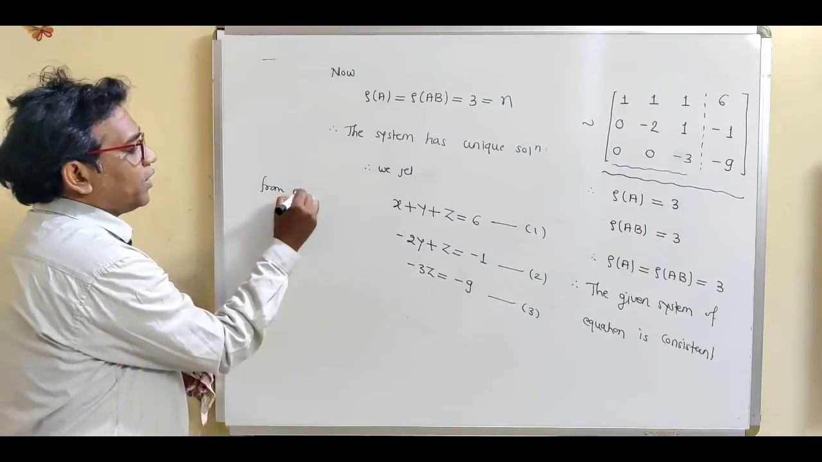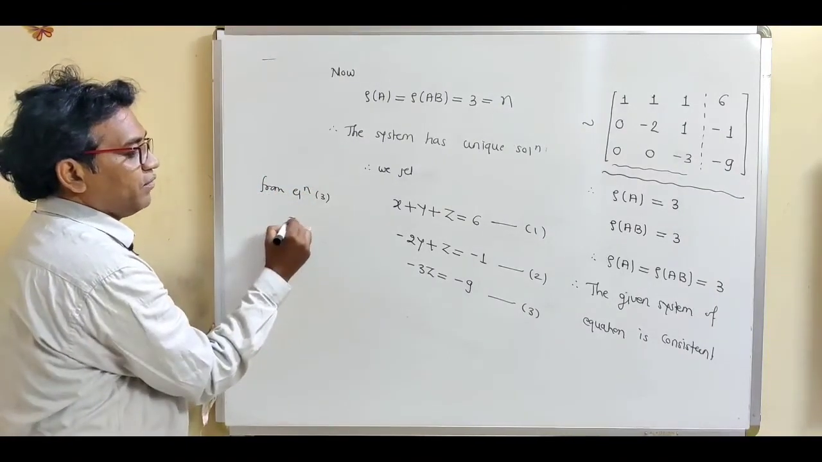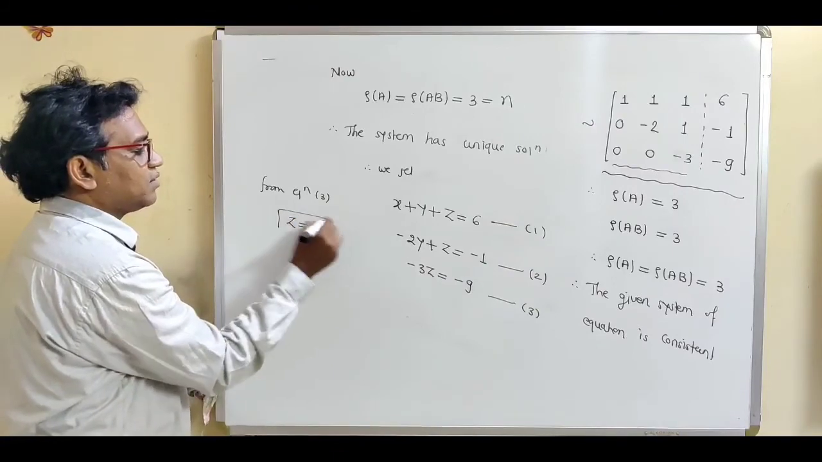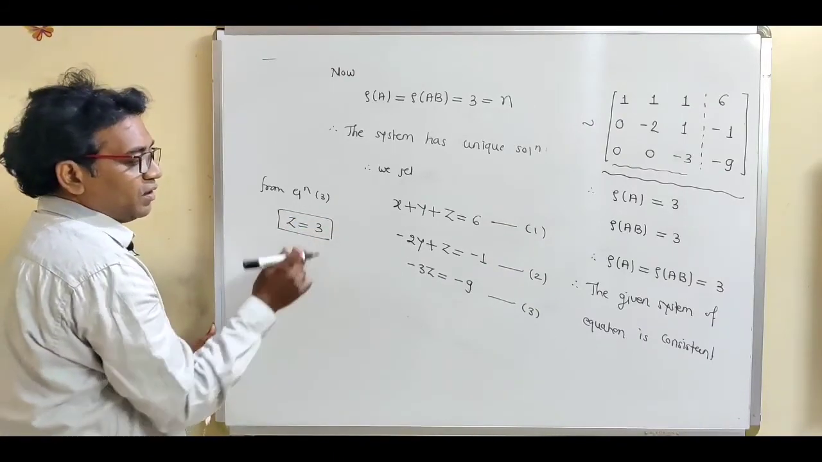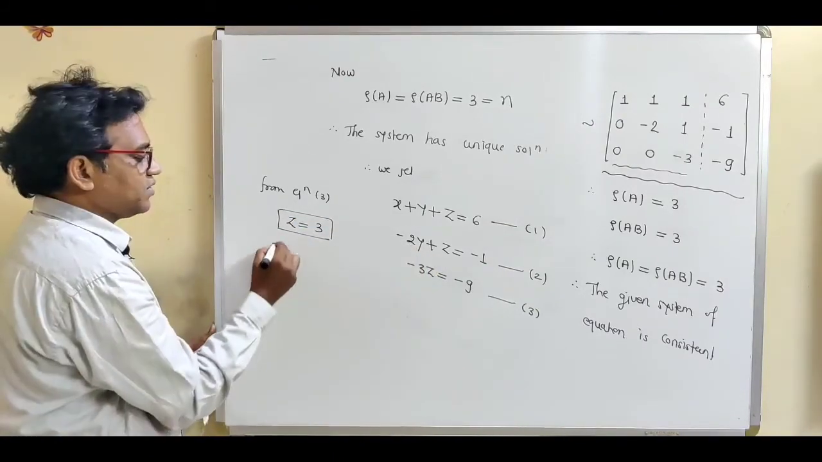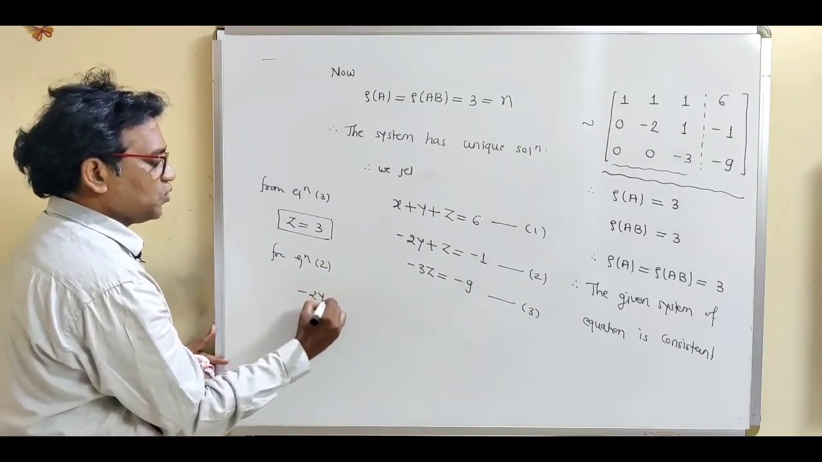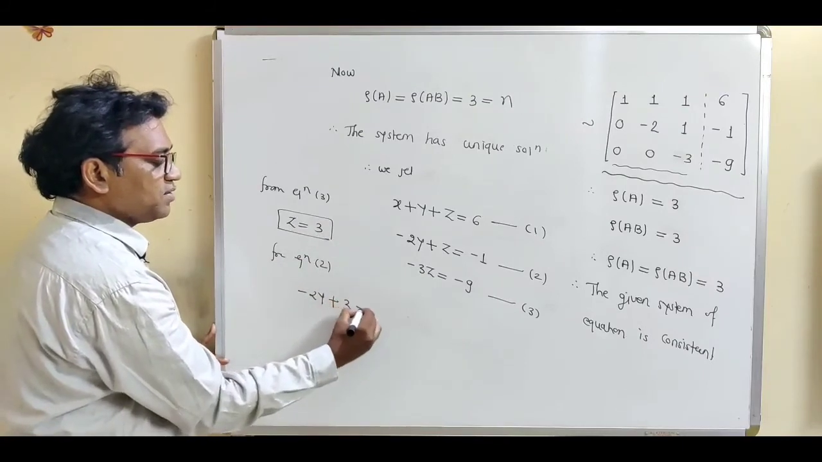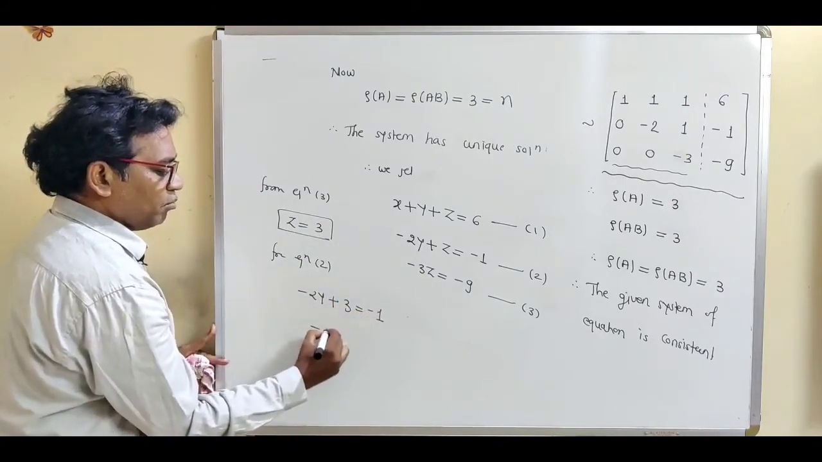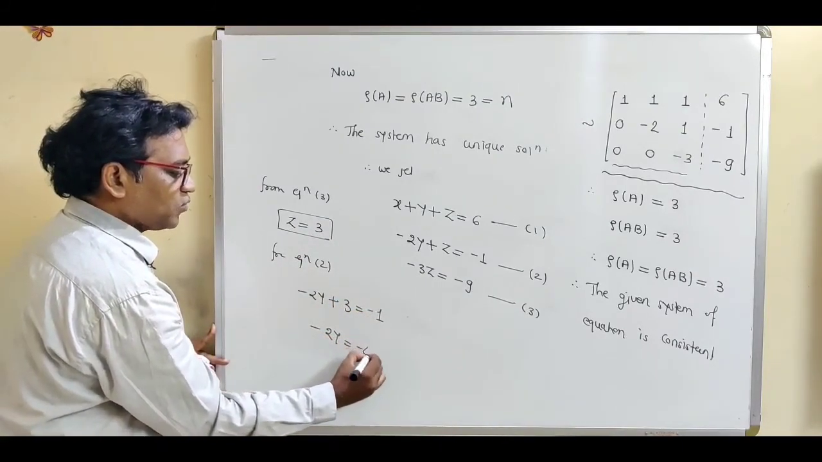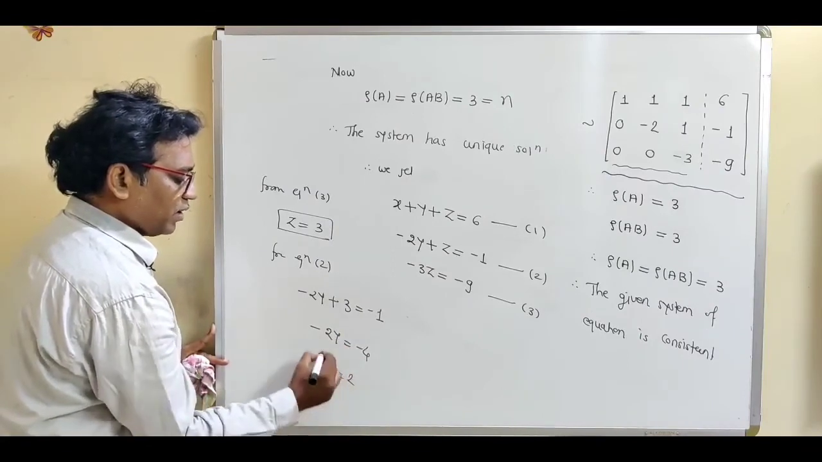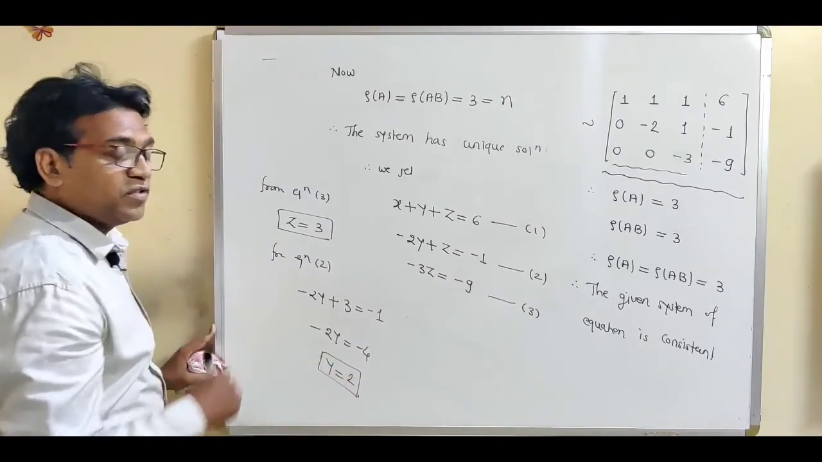So obviously from equation number 3, we get z equal to 3. This is the first unique solution. Just put z equal to 3 in the second equation. So right here, from equation 2, minus 2y, put z equal to 3, is equal to minus 1. Minus 2y is equal to minus 4. So what is the value for y? It is 2. This is again the unique solution.